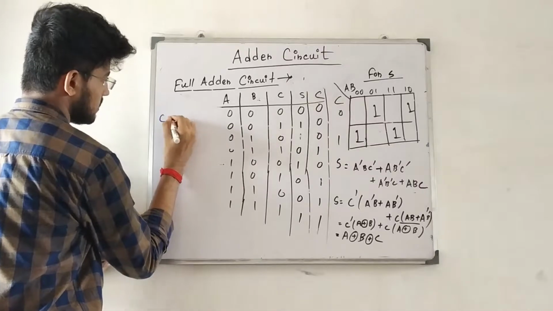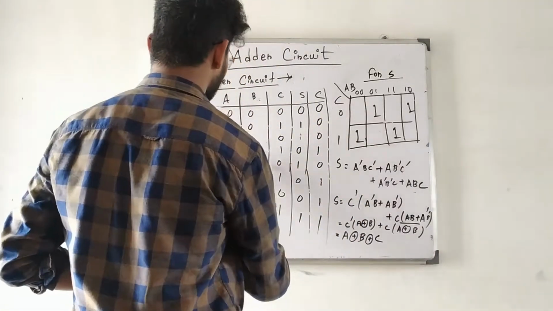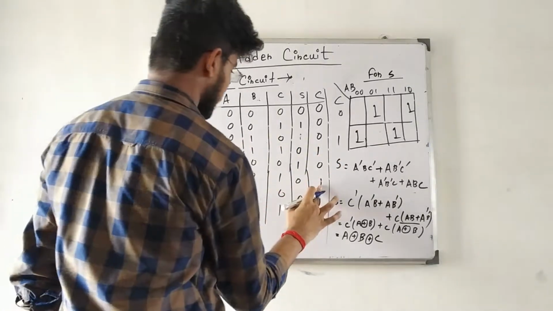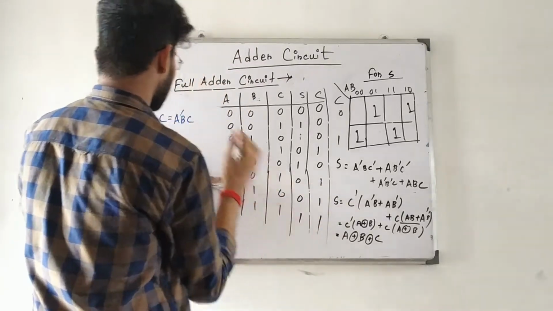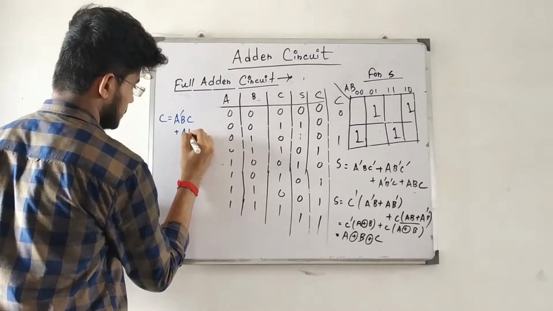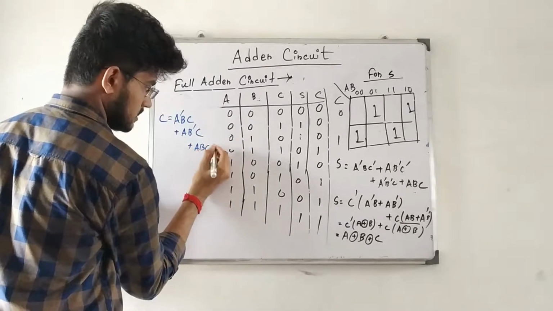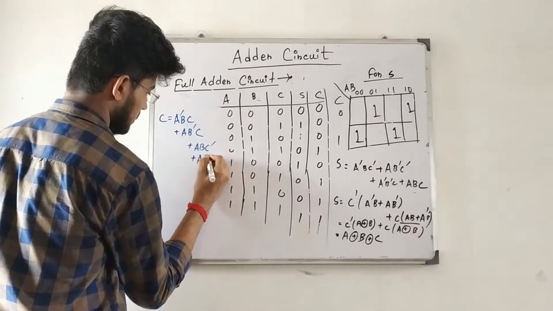C is equal to, you can see from the truth table that we don't need to make the K-map. So C is equal to, this is A bar, this is B and C. So next this is 1, this is the high output, so this is A B bar C plus A B bar C plus A B C bar, and this is 1, so plus A B C.